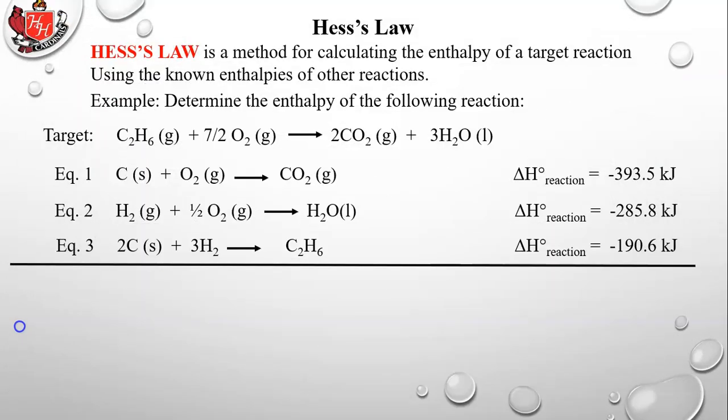Okay, so let's see a numeric example, and you'll do a couple of exercises. So let's determine the enthalpy for the following reaction. C2H6 plus 7/2 O2 produces 2 CO2 and 3 H2O. Now, you have to have the enthalpies of the reactions that you're going to use to create that. We call that the target equation. That's the one we're trying to create. So we have 3 known equations where the enthalpy is known. The one we saw before is carbon plus oxygen produces CO2, has an enthalpy of reaction of negative 393.5 kilojoules.